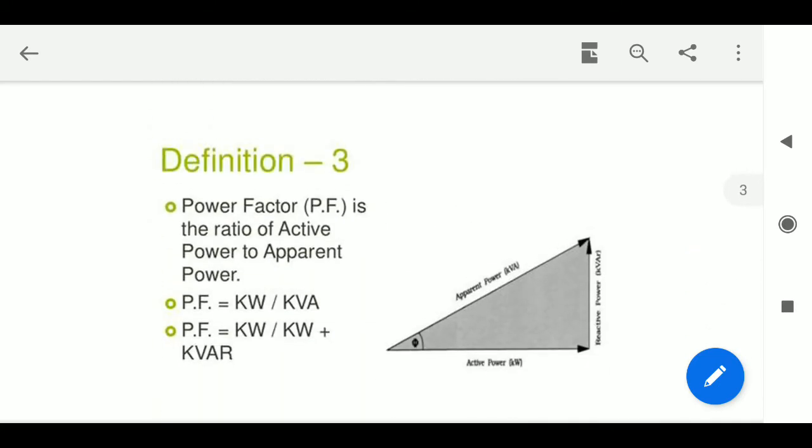Definition 3. Power factor is the ratio of active power to apparent power. So that is power factor equals kW by kVA. The correct way to represent the power factor is the ratio of active power to apparent power.